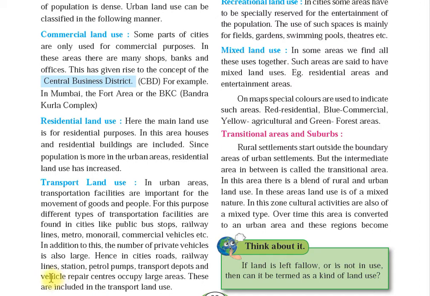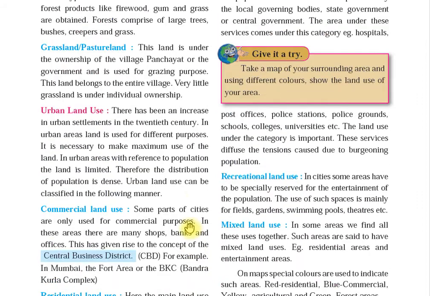Suppose if your auto rickshaw is spoiled, okay, you require a place where all these things will be repaired. They occupy large areas. These are included in transport land use. So your petrol pump, your repair center all come under transport land use.